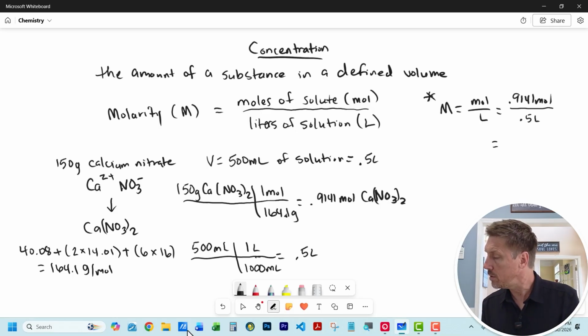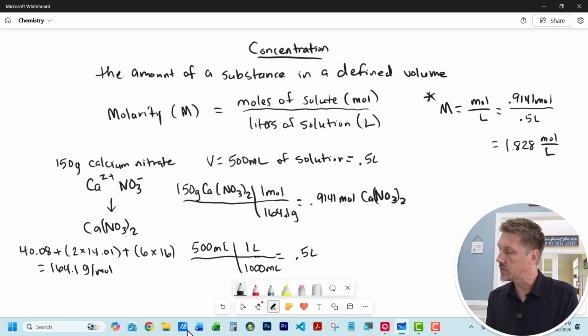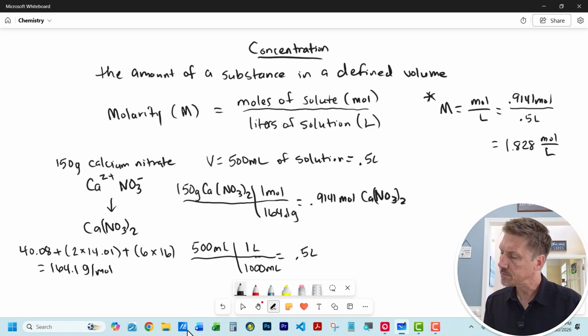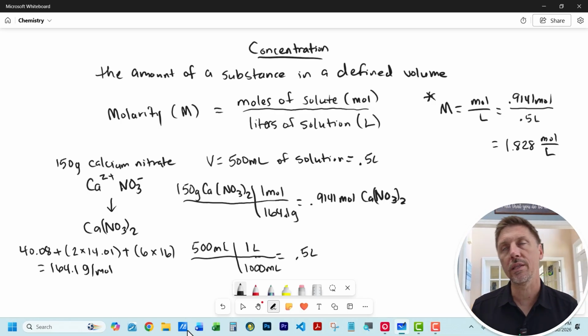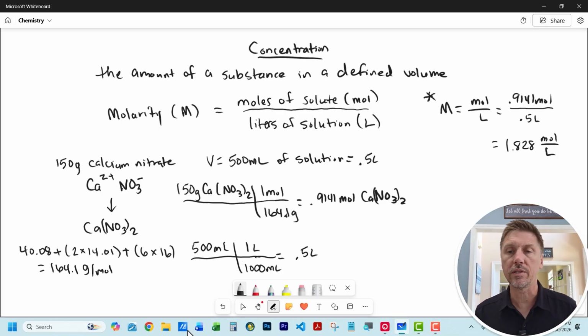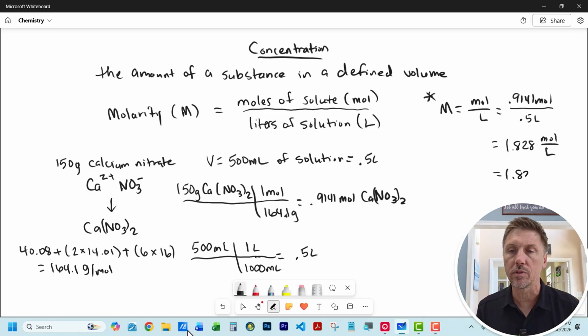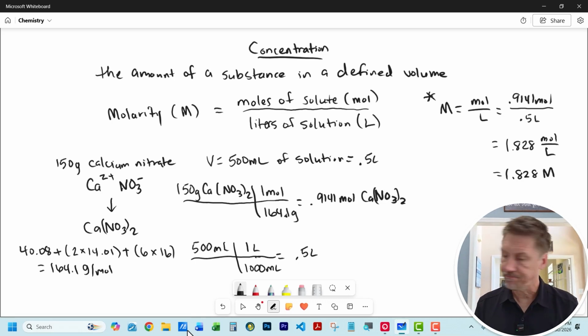And when we do, we get 1.828 moles per liter, because that's the unit that it asked us to use, is what the concentration would be of this calcium nitrate in this solution. Now again, if I'm looking at this on packaging, usually it won't say moles per liter. It will replace that moles per liter unit with a capital M. So you'll see that, right? The way you would read that is we have a 1.828 molar solution of calcium nitrate.